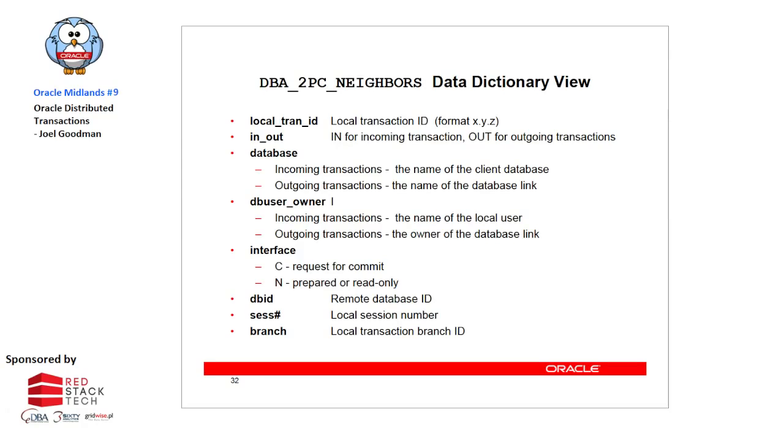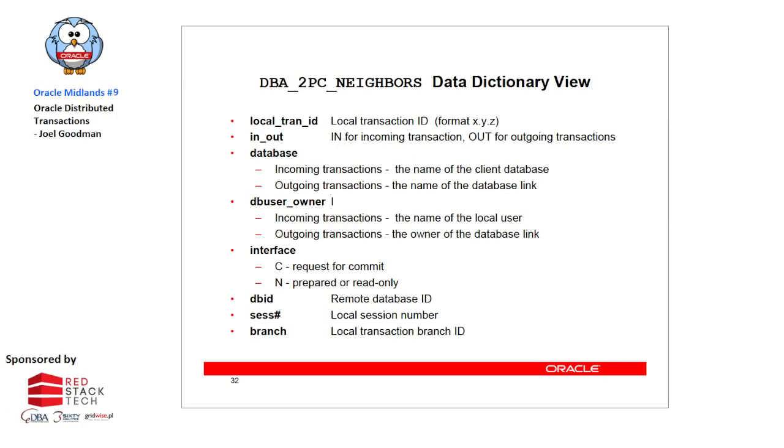It's a server-to-server connection, but one side acts more like a client, and the other side acts more like a server. Yeah, that's what that means. And then the database column has the name of the client database for incoming, meaning I am the server, which is the database that was sending something to me. And the outgoing is the name of the DB link, which should match the global DB name of the remote database.